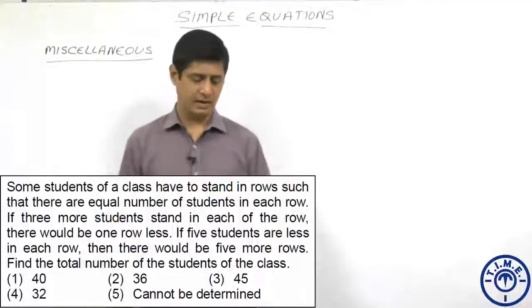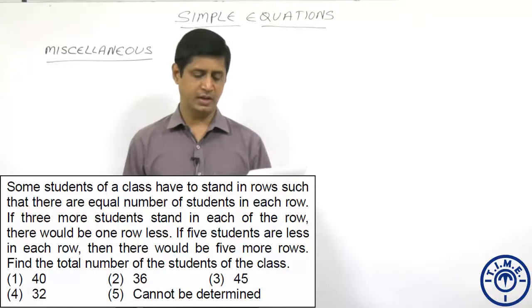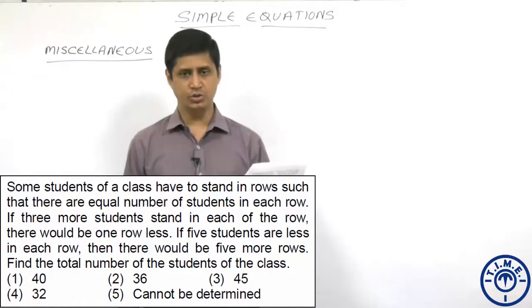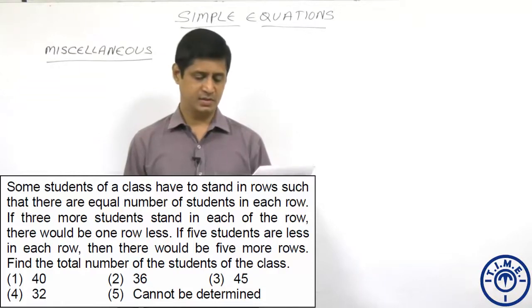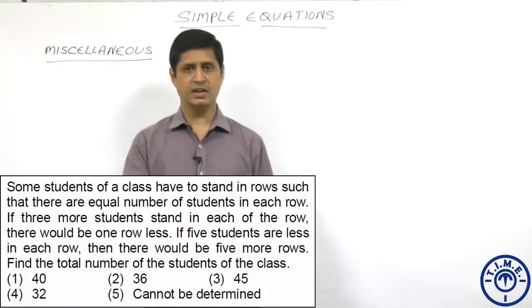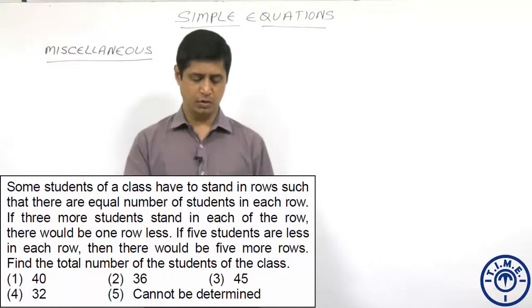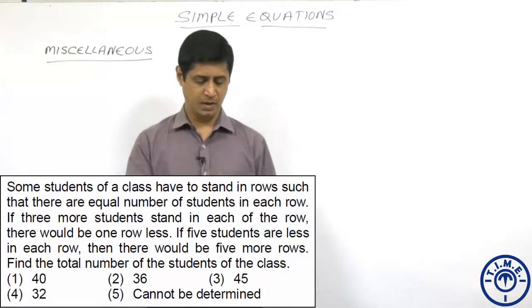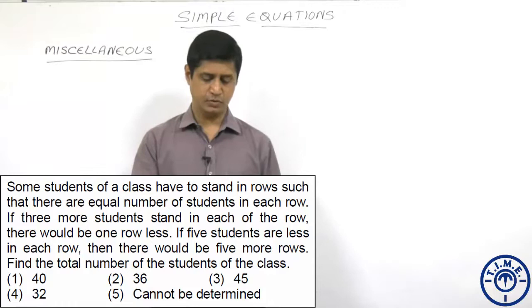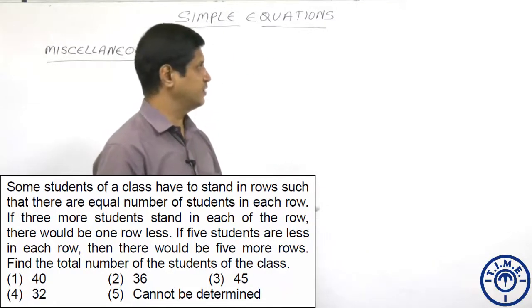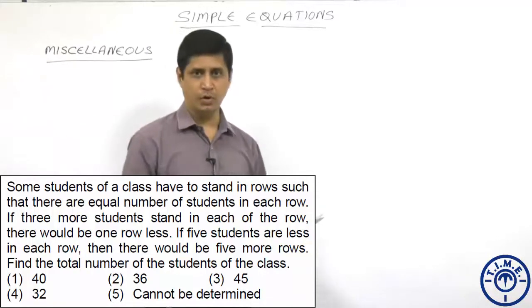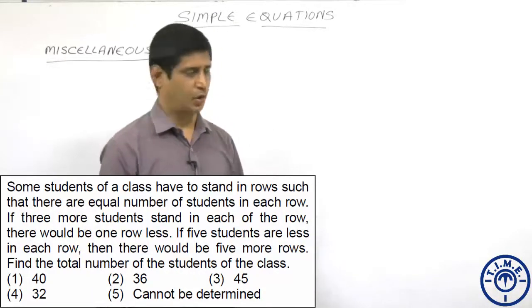Now look at the next question. Some students of a class have to stand in rows such that there are an equal number of students in each row. If 3 more students stand in each row, there would be 1 row less. If 5 students are fewer in each row, then there would be 5 more rows. Find the total number of students of the class.